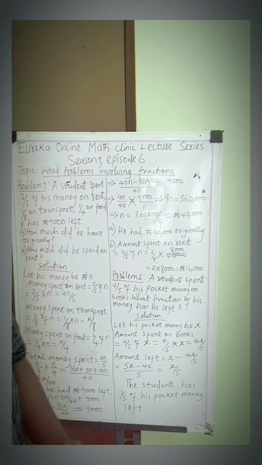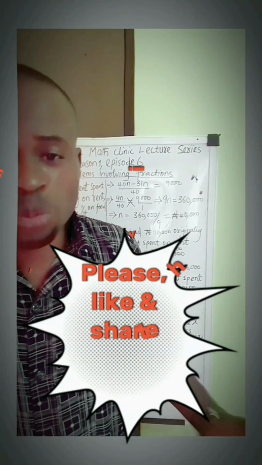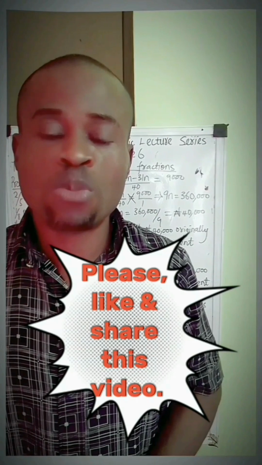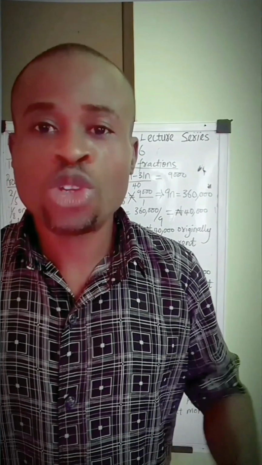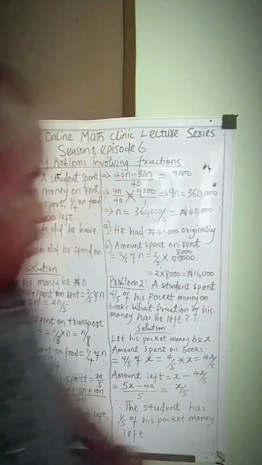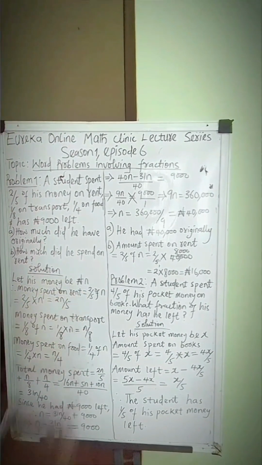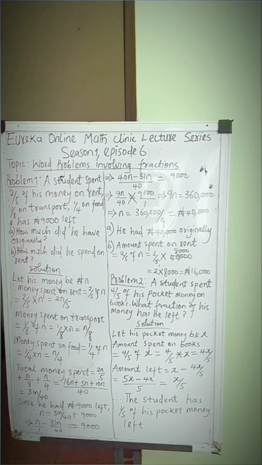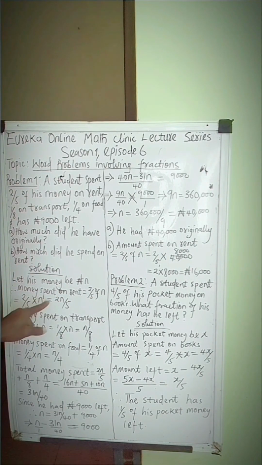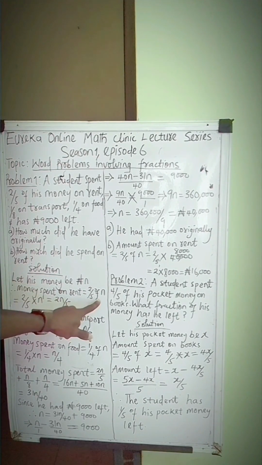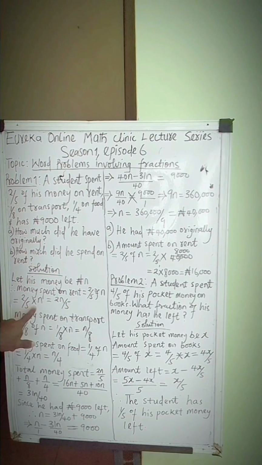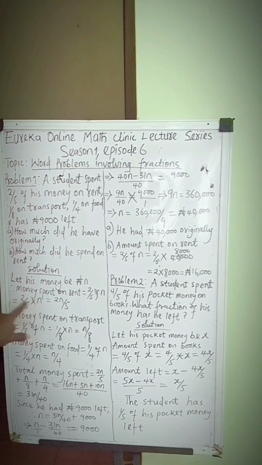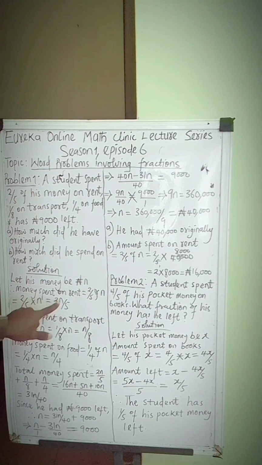Now, we don't know the student's money. The first thing to do is get the student's money. Since we don't know it, we'll use any alphabet of our choice to represent it. So let his money be N naira. Therefore, money spent on rent becomes 2 over 5 of N, which gives 2 over 5 times N. In Maths, "of" changes to multiplication. So money spent on rent becomes 2 over 5 times N, which is 2 times N, that is 2N over 5.